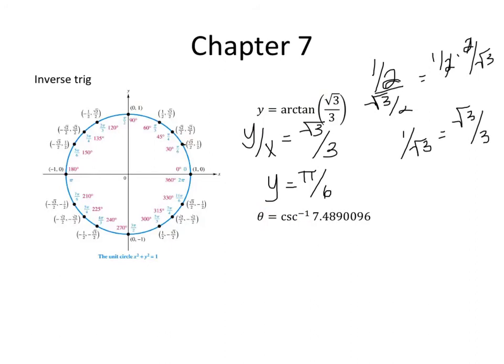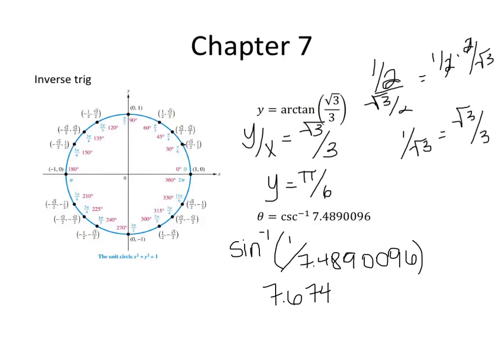For the next one, the inverse cosecant, we're going to have to put this into our calculator because this is not anywhere on the unit circle. But of course, there is no cosecant on the calculator, so what you have to input is the inverse sine of 1 over this number that you've got. And when you do that, the answer you get is that theta is about 7.674 degrees.